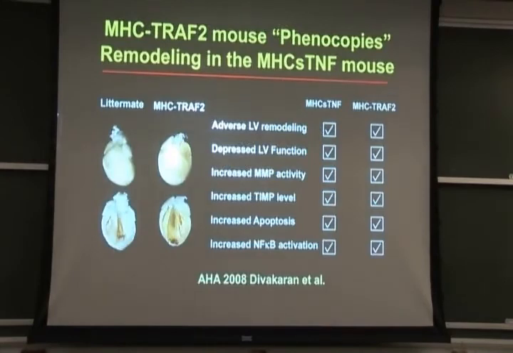So what we did as a first pass was just create a transgenic that overexpressed TRAF2. We presented this last year at the American Heart Association, and we just asked the question, does it phenocopy the TNF transgenic? Is this the pathway that we want to focus in on and develop a mouse model? And the answer is yes. They basically develop adverse remodeling, depressed LV function. They have increased MMP activity, increased TIMP level, increased apoptosis, and increased NF-kappa B activation. So we think that the molecules that are driving cardiac remodeling are downstream from TRAF2.